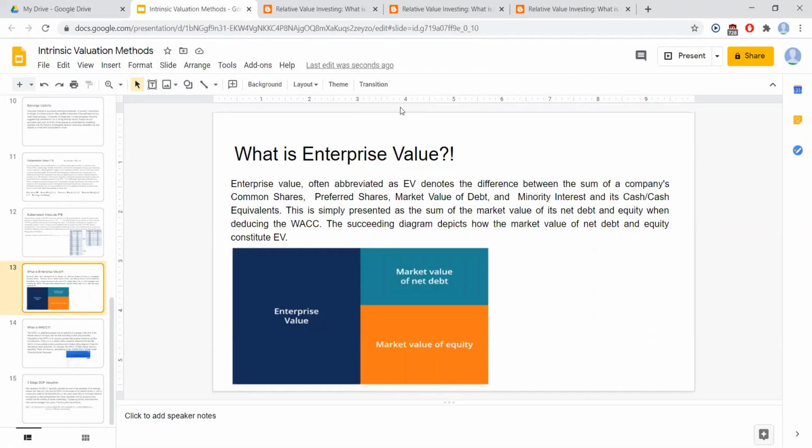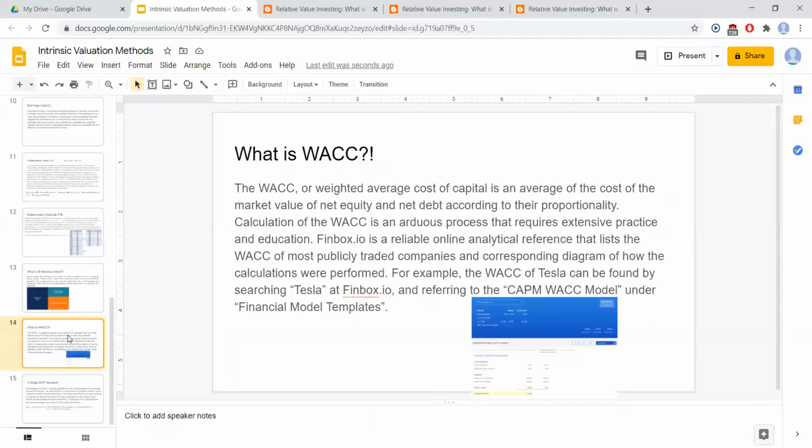This is simply presented as the sum of the market value of its net debt and equity when deducing the weighted average cost of capital. The succeeding diagram depicts how the market value of net debt and equity constitute enterprise value. The weighted average cost of capital, or WACC, is an average of the cost of the market value of net equity and net debt according to their proportionality.